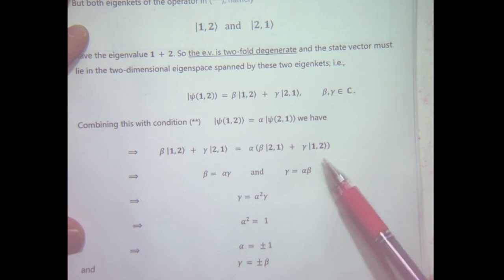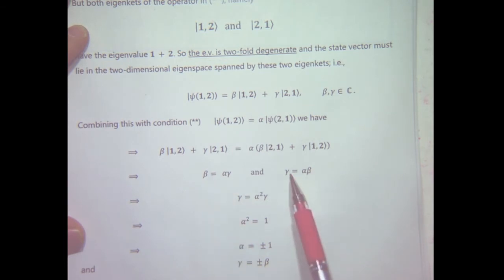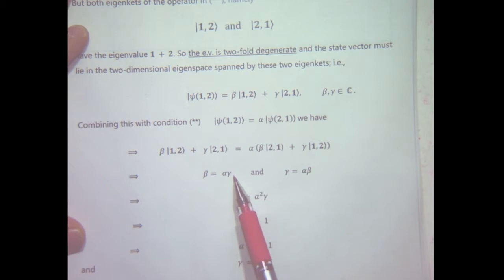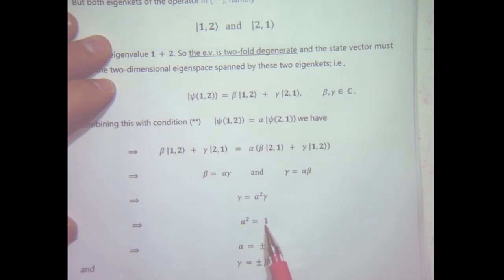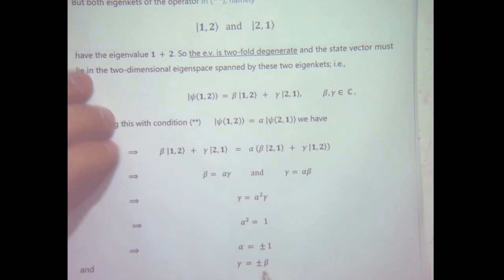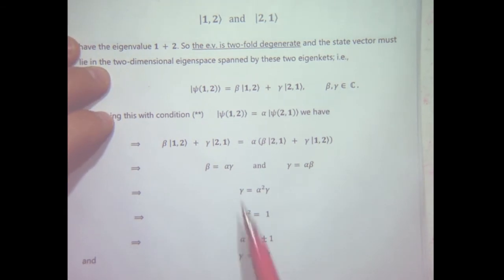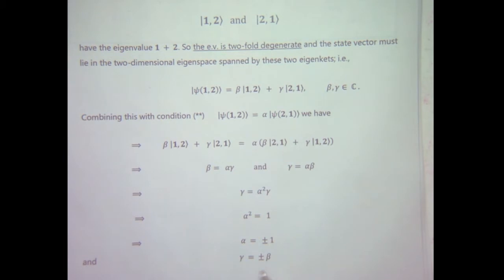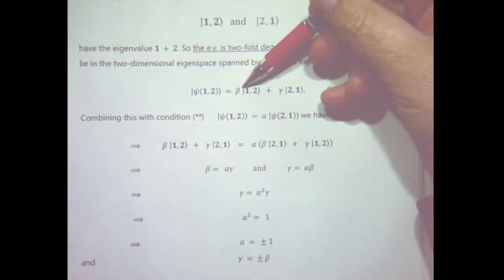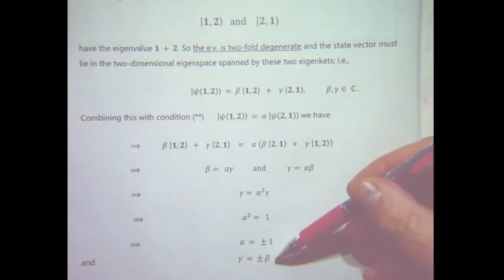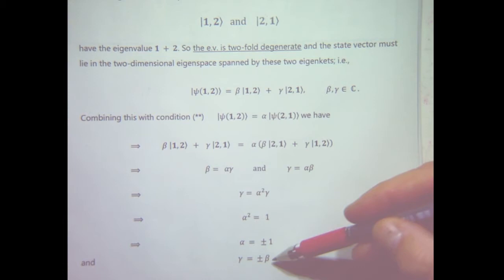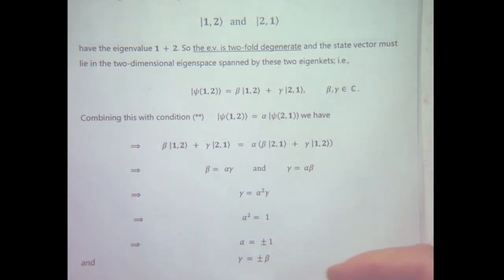So you eliminate beta. So beta equals gamma on alpha. Gamma on alpha equals alpha gamma. So alpha squared gamma equals gamma, which means alpha squared equals 1. So alpha equals plus or minus 1. And gamma is plus or minus beta, if you go back there. It's just by convention, put beta equal to plus 1. As you'll see, it doesn't make a difference. We could have done that straight away, but here you see you've actually got a choice. Put beta equal 1, then gamma is plus or minus 1.